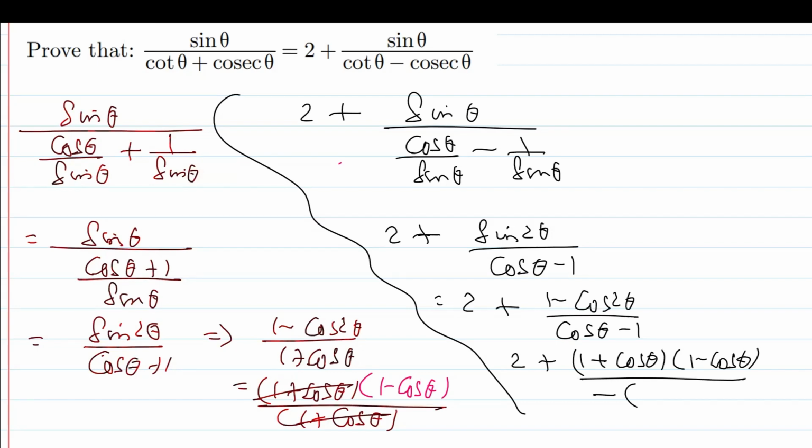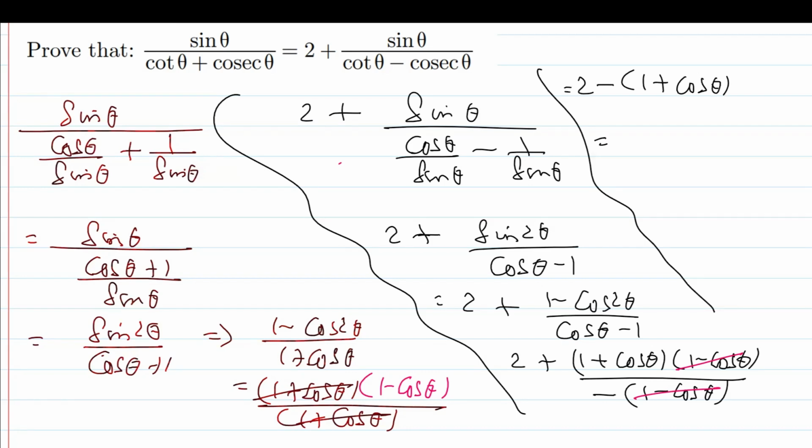If I take minus common, then it will become what? 1 minus cos theta. So this way now we can cancel them. 1 minus cos gets cancelled. So what we'll get here? We have 2, and you see this minus sign will influence this. So it should become what? Minus. So plus minus is minus, and this is 1 plus cos theta.